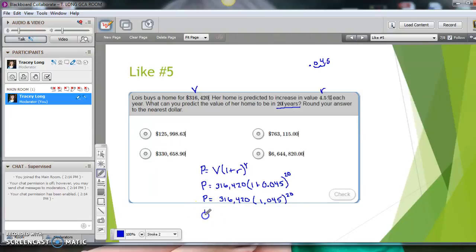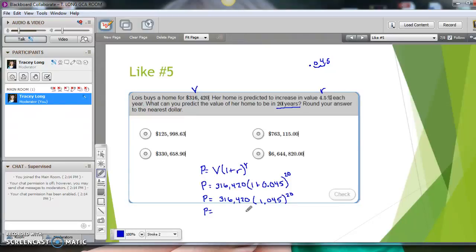Now, I'm not going to write all this out. I'm going to put it in my calculator. Let me flip the light on. My calculator's not working here. I'm going to do 1.045 raised to the 20th power, because we're looking at 20 years, and I get this gigantic decimal. I'm just going to leave it in my calculator. I'm not going to worry about writing it down because I could make mistakes if I did that.